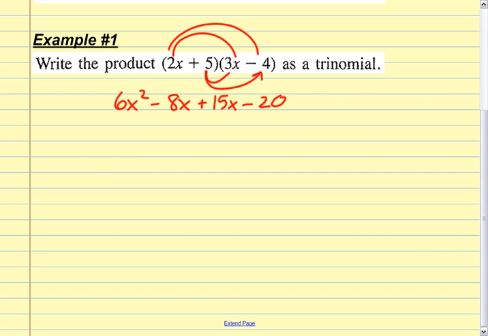Robert, clean this up for us. What do we need to do? Add the 8x, or negative 8x. And what do I get? 7x. 6x squared plus 7x minus 20. Perfect. Done. We don't need to do that mentally. You'll do enough of them that you'll probably just be able to do it mentally, but you don't have to. You can always write out the distributive stuff. Nice job. Let's look at the next one.